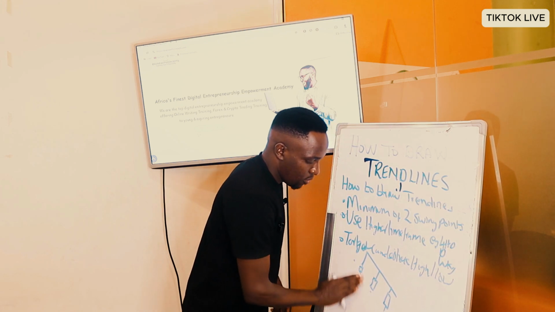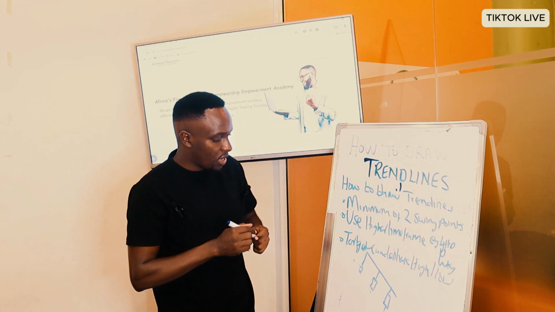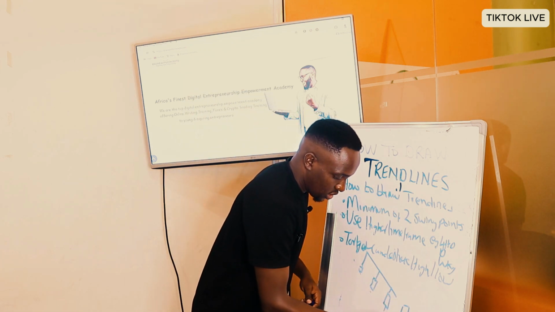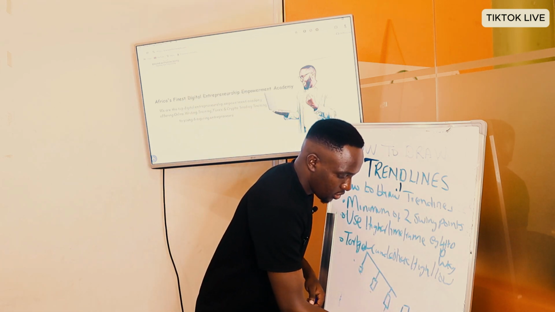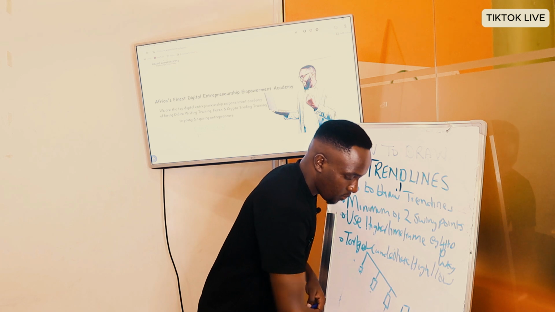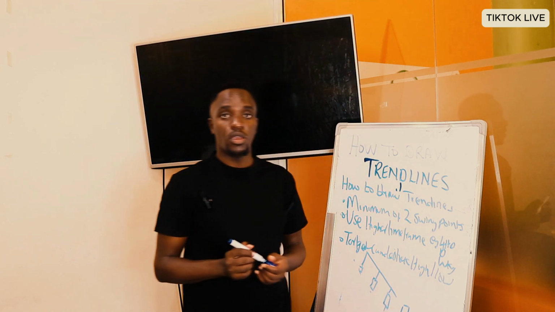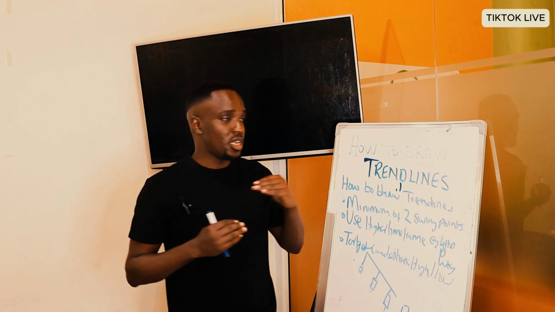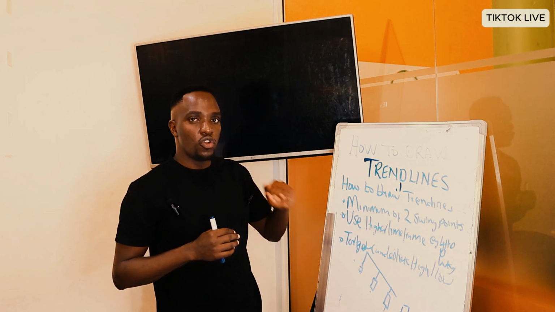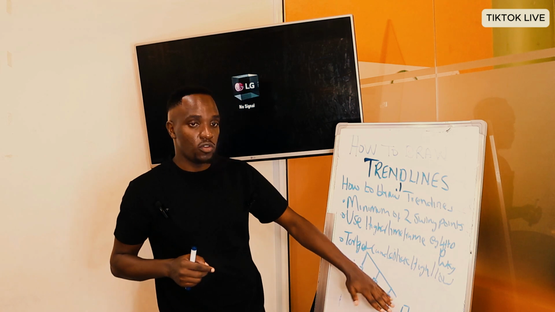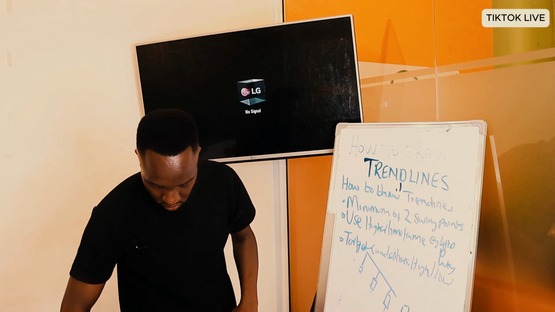So anytime that I'm drawing a trend line, I should be able to target the candlestick, either the highs or the lows of the candlestick. Assuming that I have seen that this market is bullish like this, I'll be targeting the lows of this candlestick. So anytime you're drawing a trend line, don't look at the body of the candlestick. Always target the highs or the lows of the candlestick.